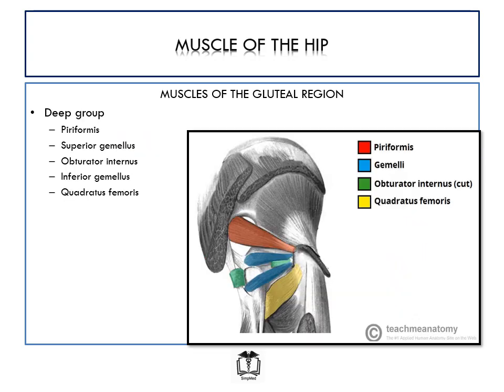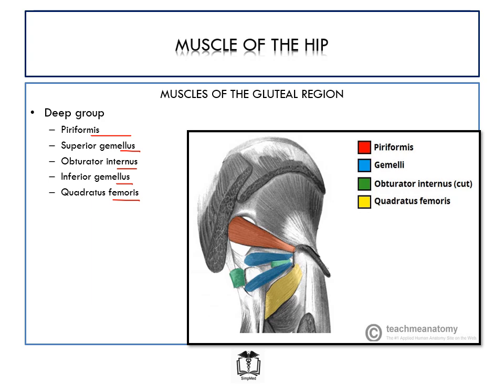Let's drop down to the deep group of muscles in the gluteal region. These include muscles like the piriformis muscle, the superior gemellus muscle, the inferior gemellus muscle, the obturator internus muscle, and the quadratus femoris muscle, as shown in the image. You can see each of the muscles present here. So let's start with the piriformis muscle.